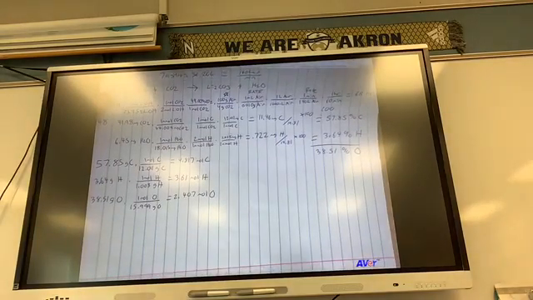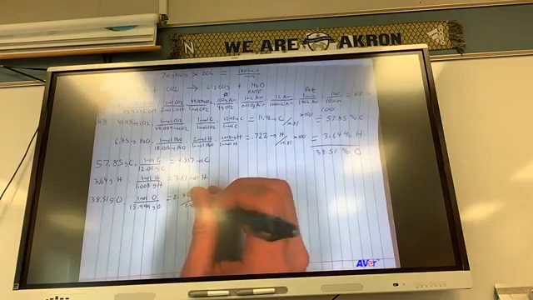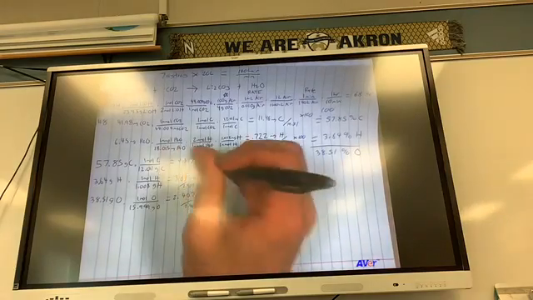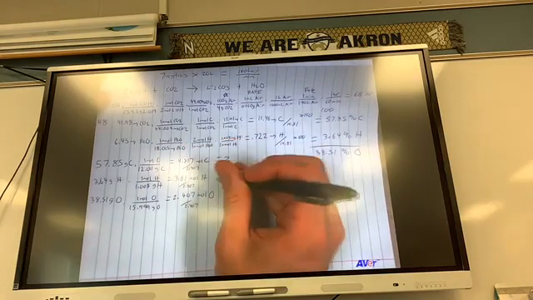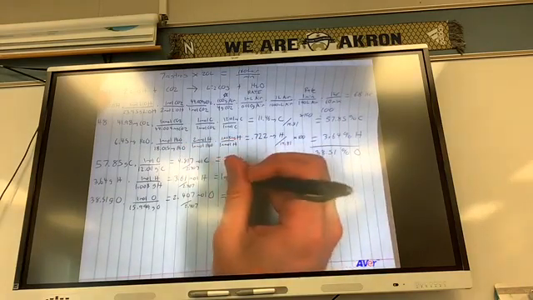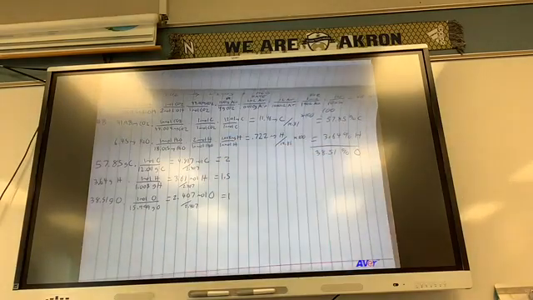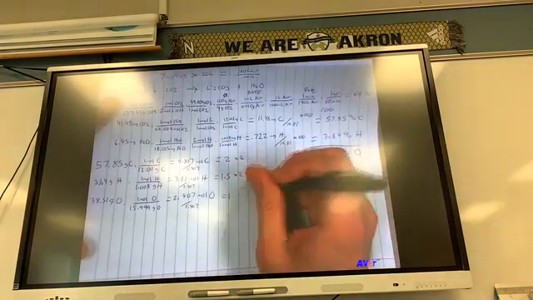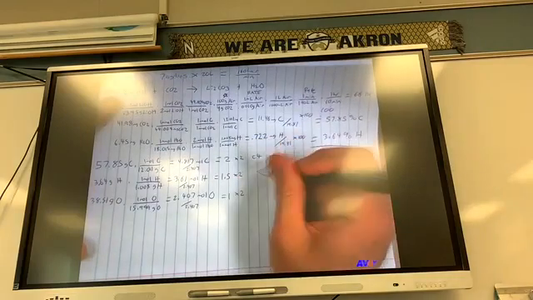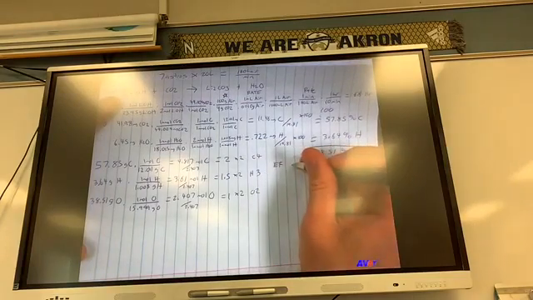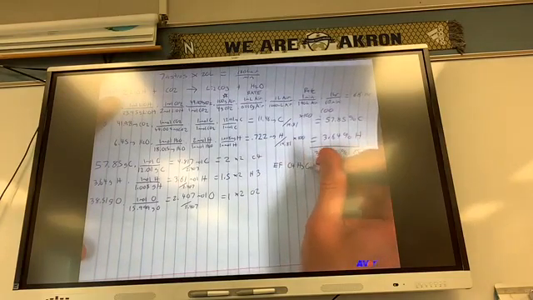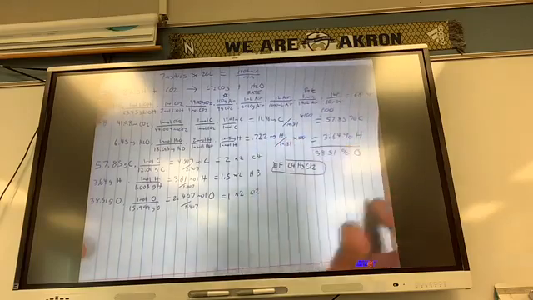Divide by the smallest, 2.407. This equals 2. This equals 1. This equals 1.5. Oh, shoot. What am I going to have to do? Multiply by 2. So I have C with 4, H with 3, and O with 2. So my empirical formula is C4H3O2.